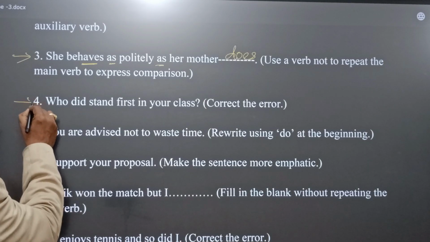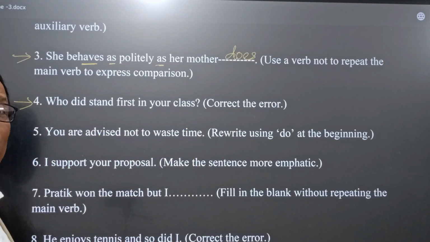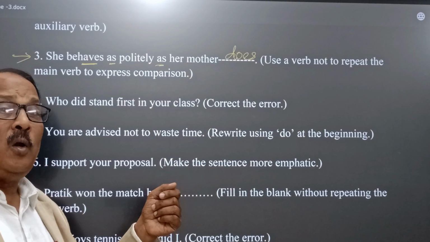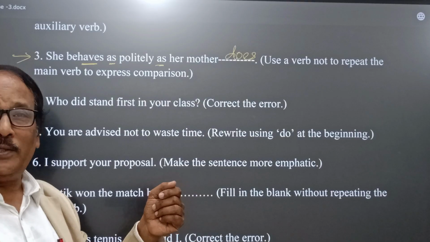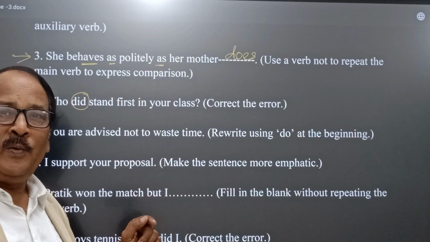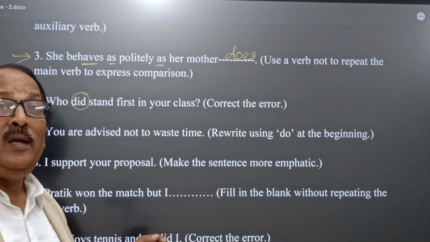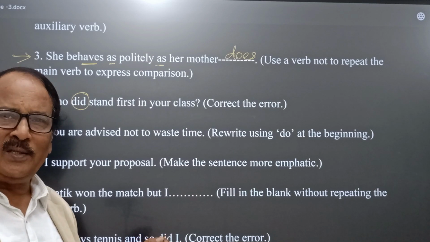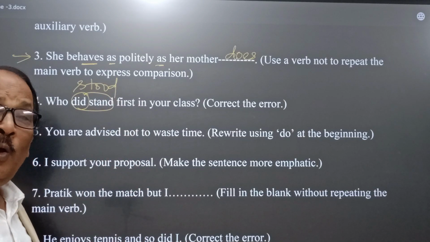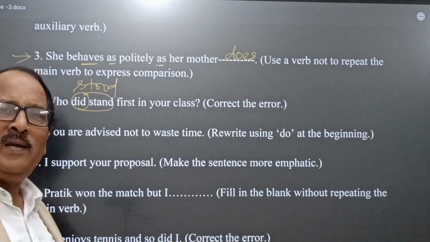Okay. Question number 4. Who did stand first in your class? Correct the error. Generally, in a question sentence of simple past, we use WH word plus auxiliary verb plus subject plus other words. The rule here is: whenever the subject is who, which, what, then definitely the auxiliary verb did is not used in the introductory sentence of simple past. Then the correct answer is who stood first in your class. Okay, who invented television? We cannot say, who did invent television?